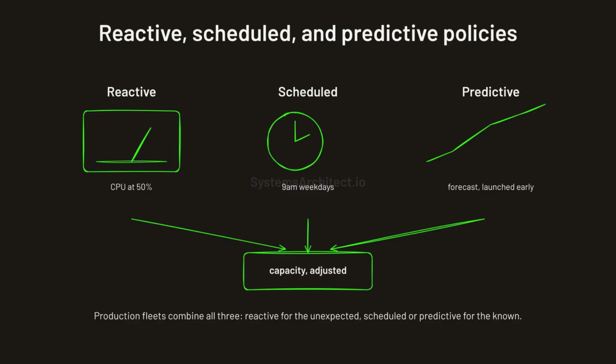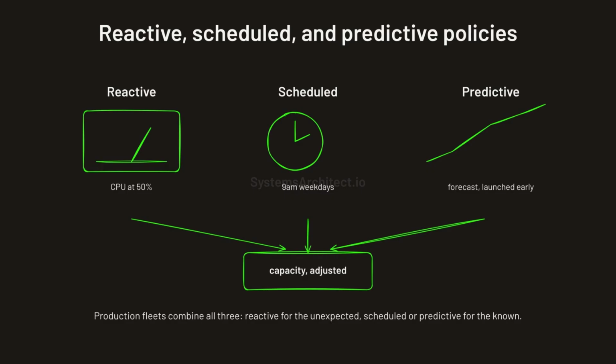Reactive scaling watches a live metric like average CPU utilization or requests per instance, and target tracking is the simplest form, holding that metric near a number you choose. Scheduled scaling instead sets capacity ahead of time. It works for a known daily or weekly pattern. A retailer might scale a fleet up every weekday morning before traffic actually arrives.